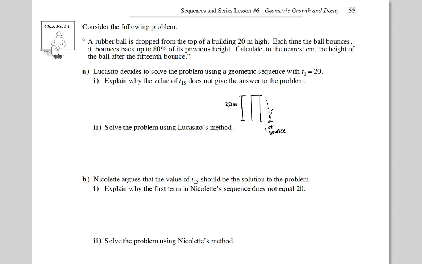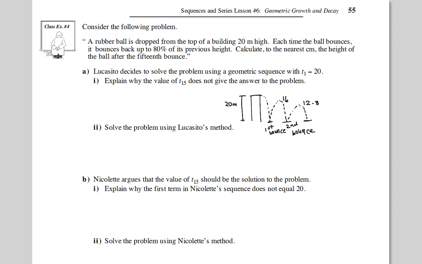And then it's going to come back up, obviously because of loss of energy. It's going to have, in this case, 80% of its previous height. So you would go 20 times 0.8, and you would arrive at 16. And then you have your second bounce. And because of loss of energy, you would take 16, in this case, times 0.8 and get 12.8.